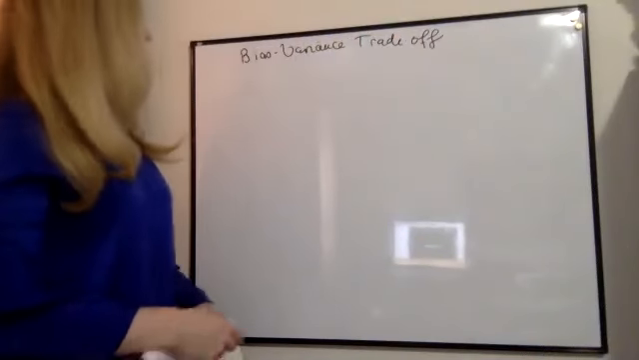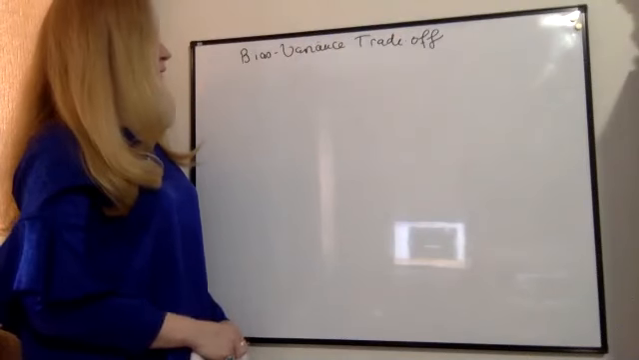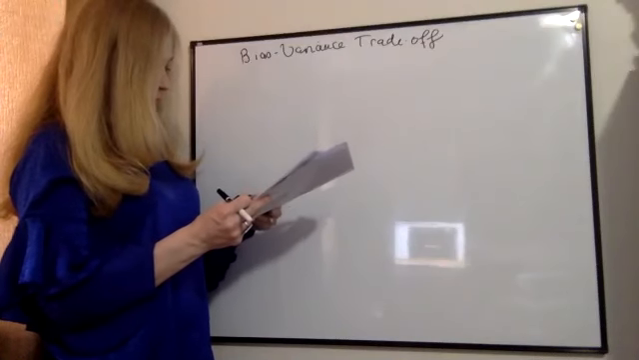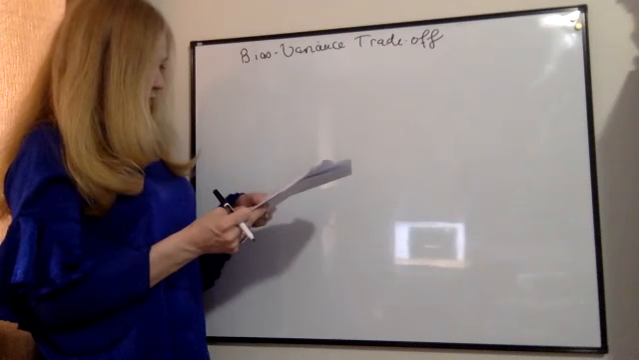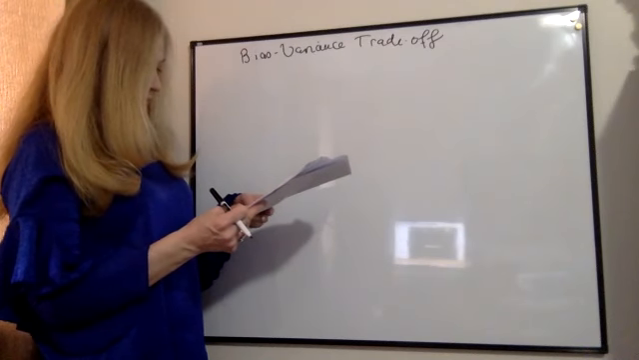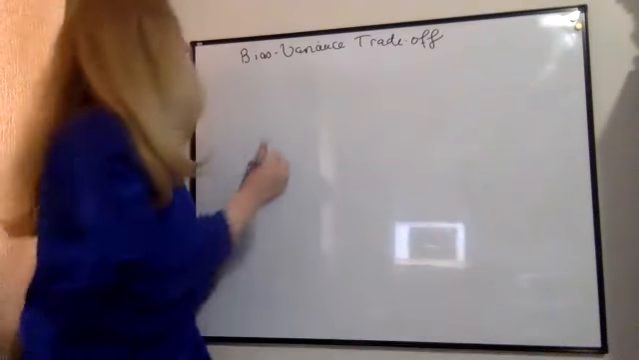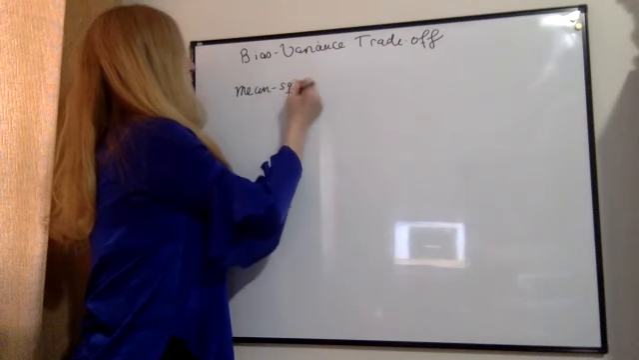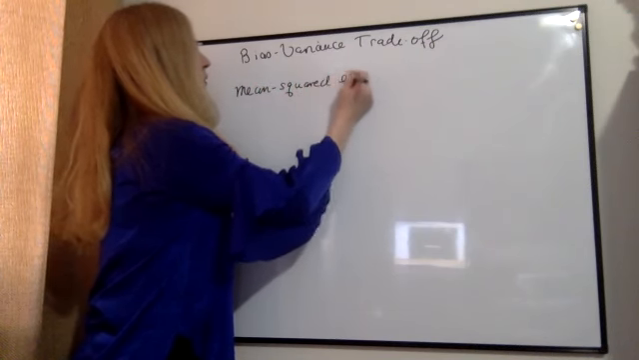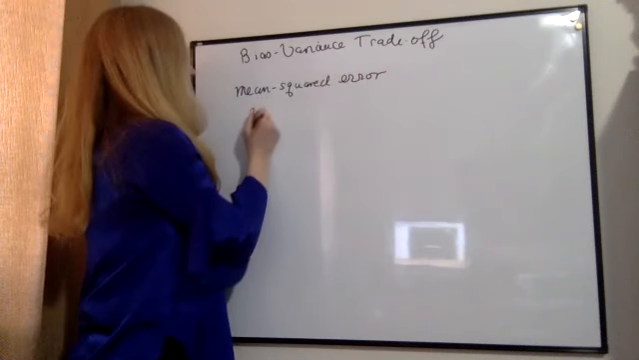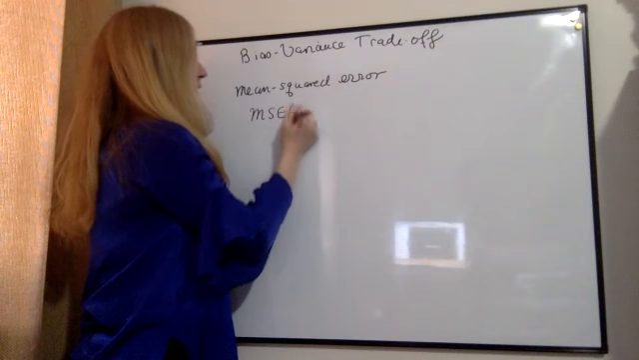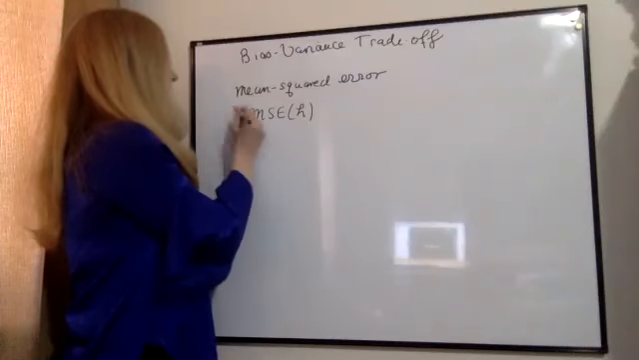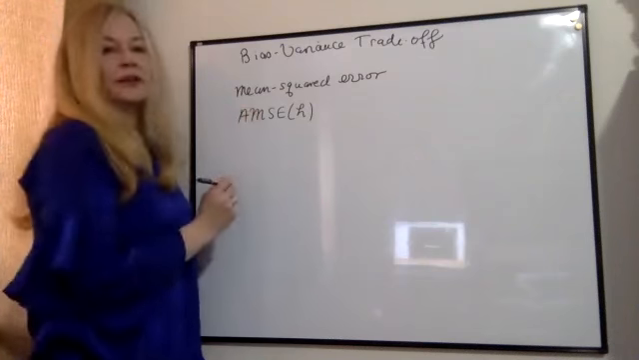Okay, so the bias-variance trade-off. Let's see. The way people normally trade off bias and variance is by looking at the mean squared error. So that's MSE, and that's going to be a function of h. We're going to choose h to minimize the, it's actually the asymptotic mean squared error. Okay.